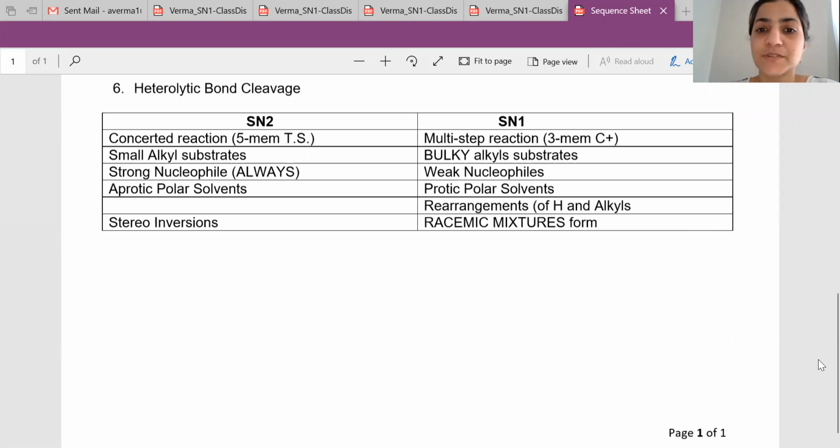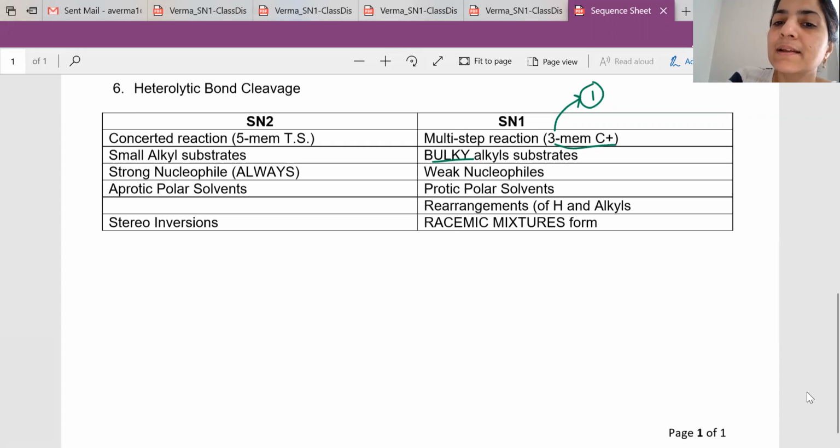As you're familiar with substitution reactions, the SN1 mechanism is a multi-step reaction, whereas the SN2 is a concerted reaction with only a 5-membered transition state. The carbocation that will be generated in SN1 serves 3 purposes for us. First of all, the carbocation is generated from a bulky alkyl substrate.